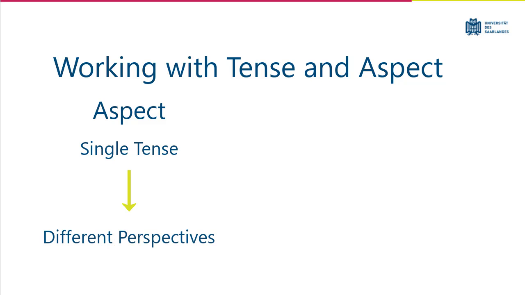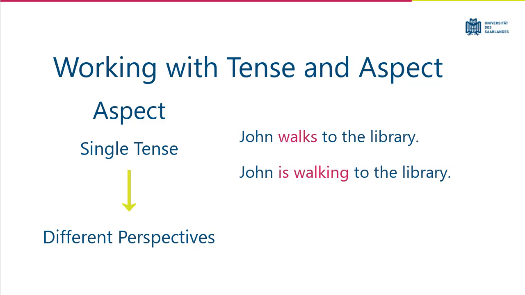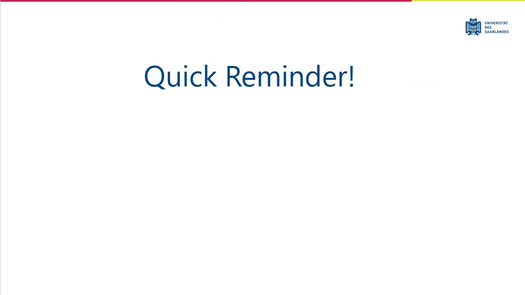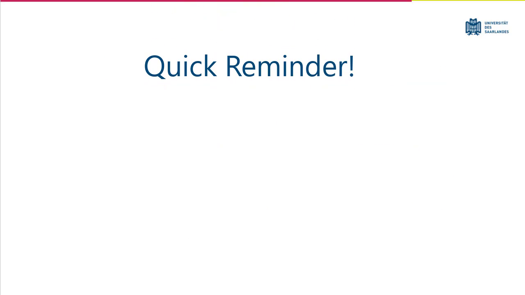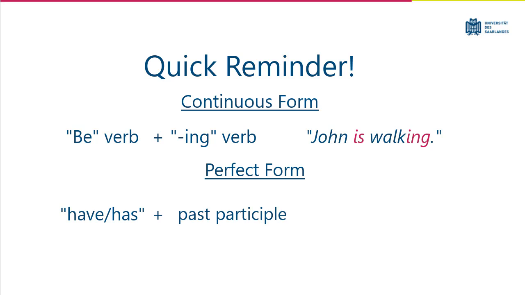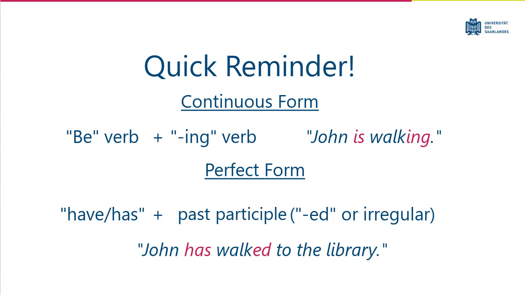For example, the phrases John walks to the library, John is walking to the library, and John has walked to the library are all in the present tense, but they're looking at the action of walking from different viewpoints. Quick reminder. The continuous form is made by using the be verb and a main verb with ing, like in the example, John is walking. The perfect form is built by using the verb have or has and a past participle, which is usually the ed form of a verb, but can be irregular, like in the case of go becoming gone. An example would be, John has walked to the library. When do we use the different forms of each tense? That can seem pretty confusing at first, so let's see if we can simplify it a bit.